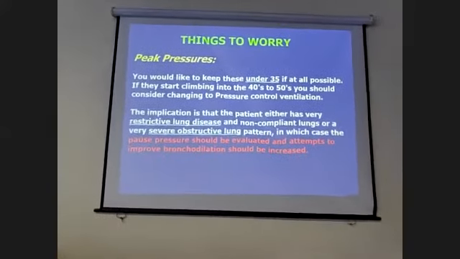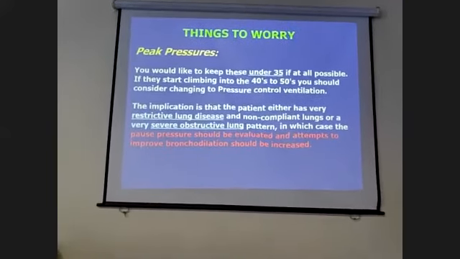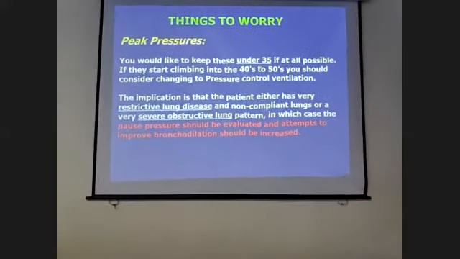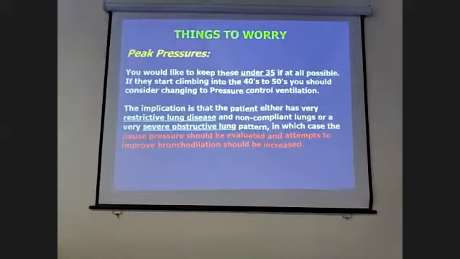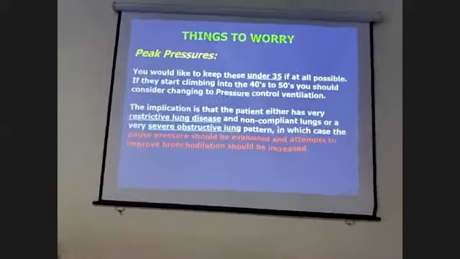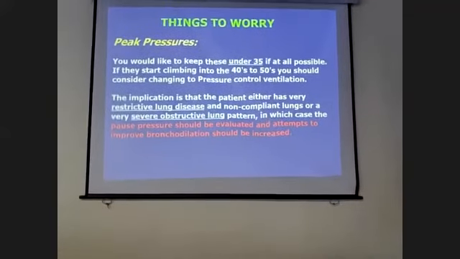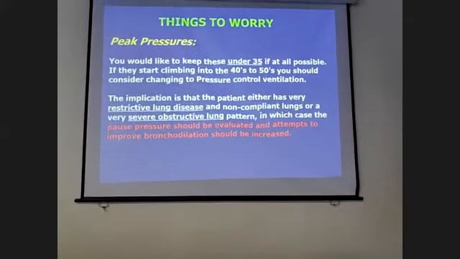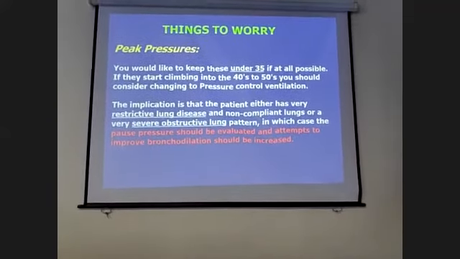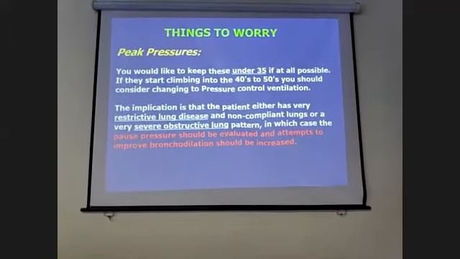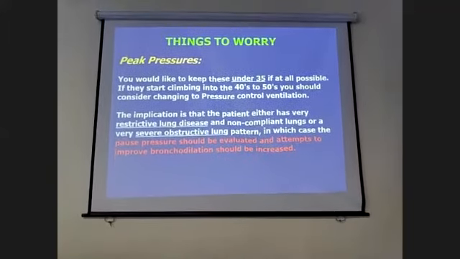So, keep this under 35 if at all possible. If the pressures start climbing into the 40s or 50s, you should consider changing the pressure control. That means you need to reduce the pressure. Otherwise, atelectatic trauma or barotrauma will happen in the lungs.